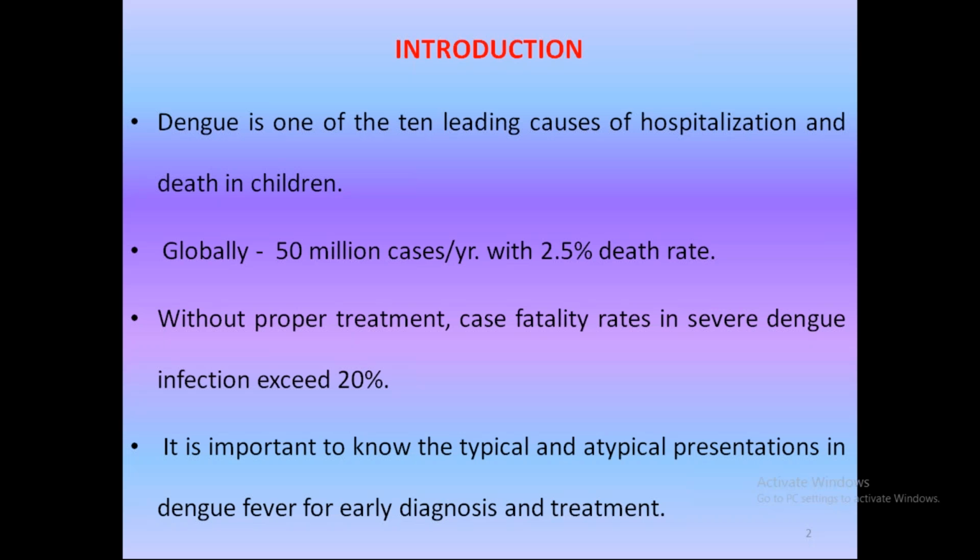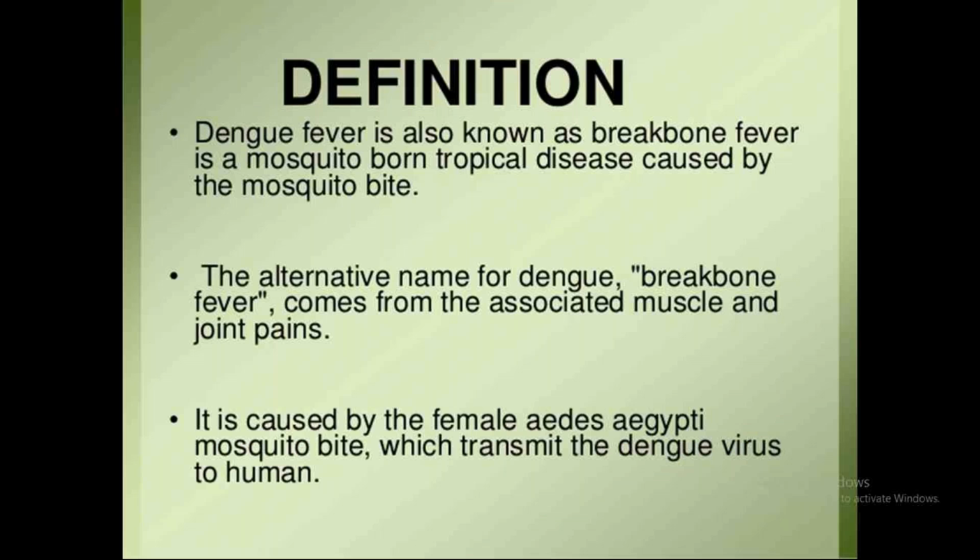What is the vector here? It's an arthropod-borne disease. Can anybody name the vector? Aedes aegypti, ma'am. Good. Aedes aegypti. So dengue fever, also known as breakbone fever, is a mosquito-borne, arthropod-borne tropical disease caused by mosquito bite. Why is it called breakbone fever? Because these patients have muscle pain, myalgias and arthralgias, joint pains. It is caused by the female Aedes mosquito bite, which transmits the dengue virus to humans.